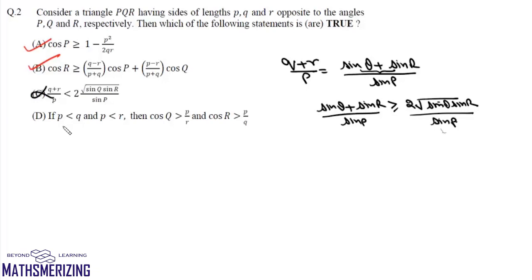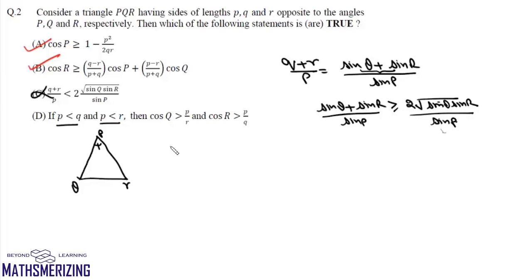Now for this option D, we are given that p is less than q and p is less than r, then cos q is greater than p upon r and cos r is greater than p upon q. Now since p is less than q and p is less than r, this angle p is the smallest angle. So this is p, q and r, and this is the smallest angle of this triangle. It is possible to have a case where this angle p is very small, so that any one of angle q or angle r is obtuse.